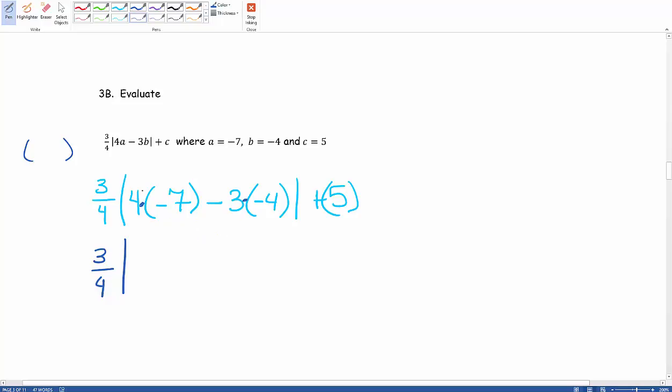So we have two multiplication operations happening in here, and those are the ones we're going to do first. So we have 4 times -7, that gives us -28. And then -3 times -4 gives us +12. Then we would close our absolute value, and then lastly plus 5 at the end. So the only thing we've done there is multiply our two numbers together.